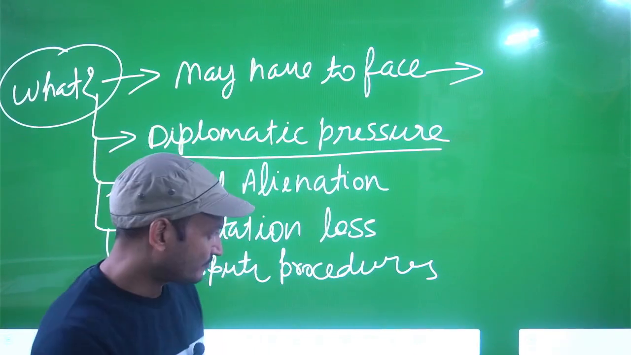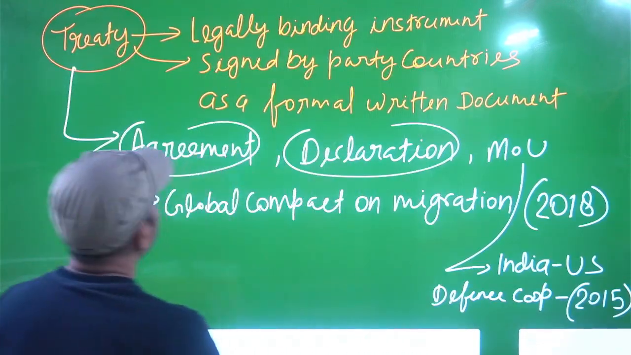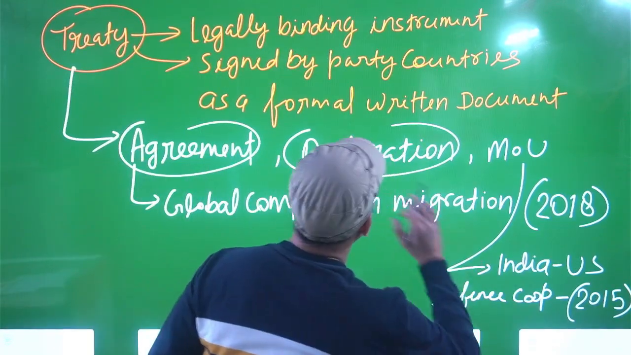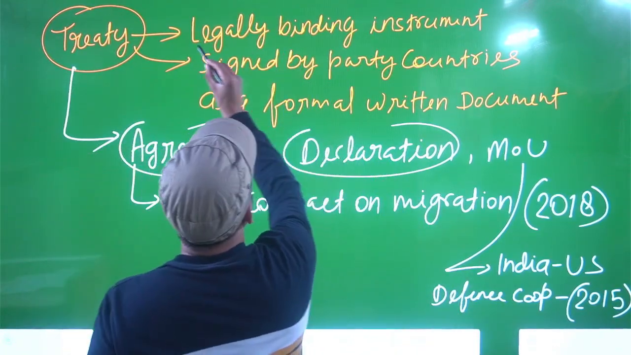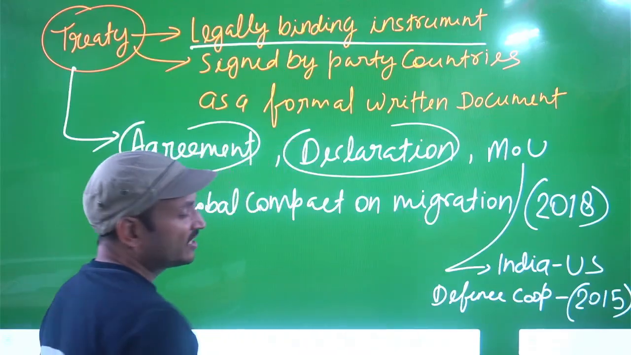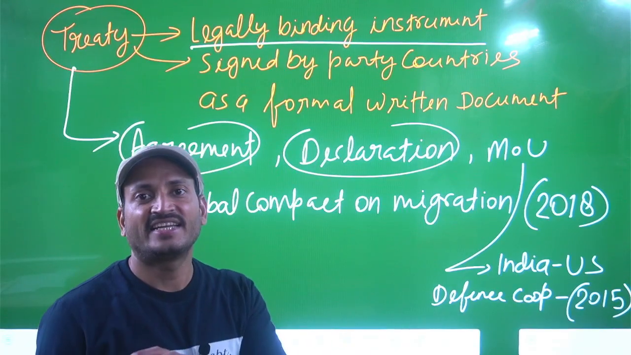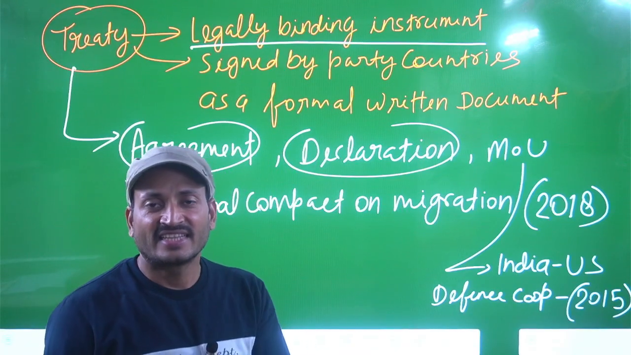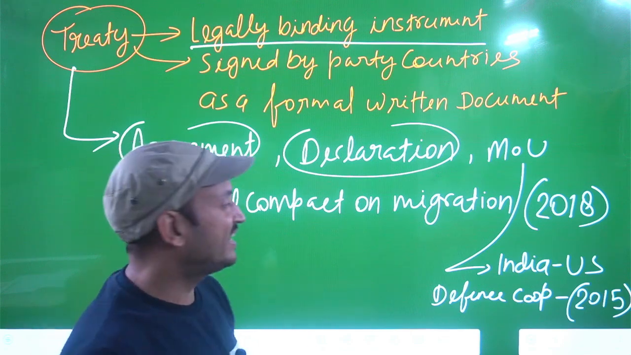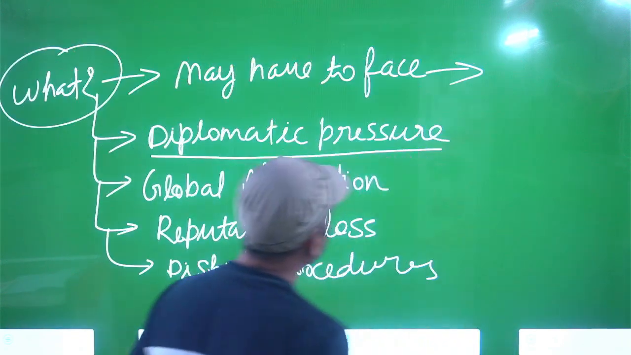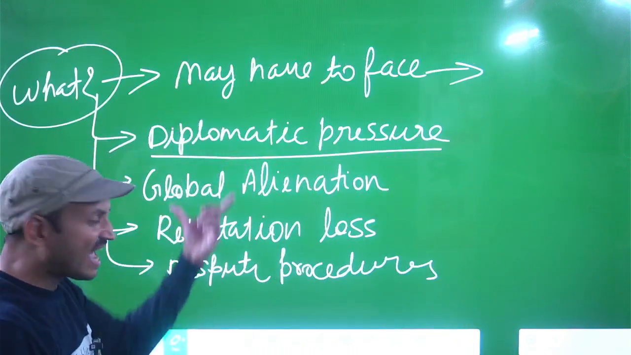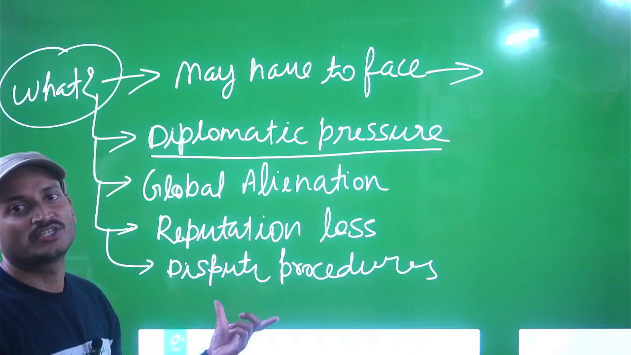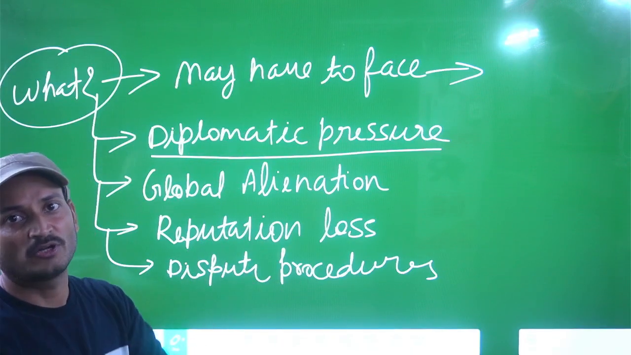When we say that a treaty is a legally binding instrument, it means that if any party country is not following any of the treaty provisions, then that particular country may have to face these consequences. So this is all about treaty.